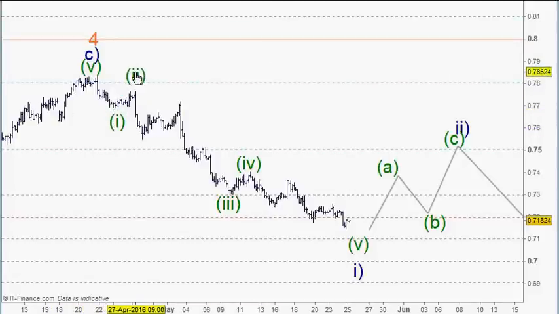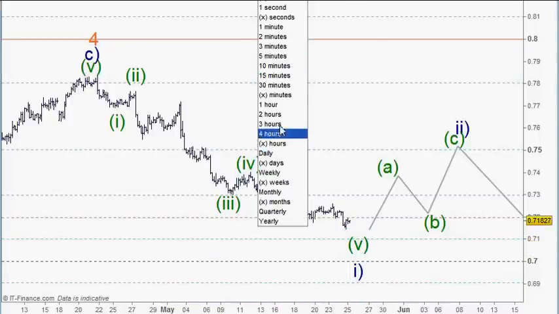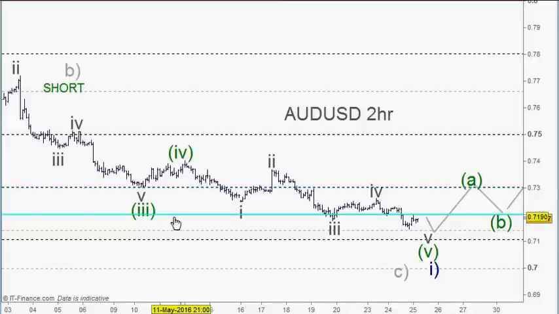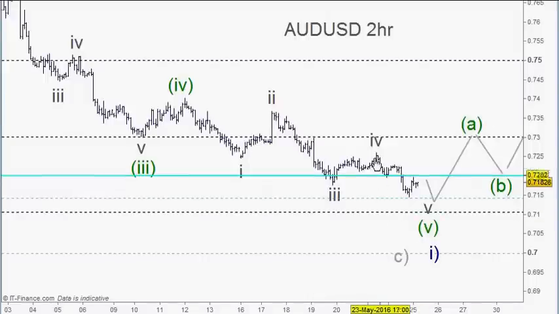Too much drifting there, but basically this scenario here, we're looking for the turn right now. Let's go into the 2-hour chart and just get a bit closer to this. So from wave 4 here, we're looking at 1 and 2 and 3 and 4 and down for 5 here. We know that in this fifth wave here.